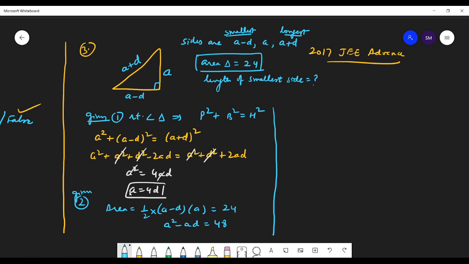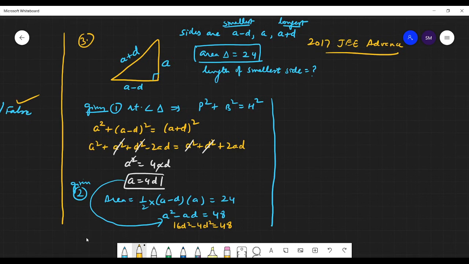Now put a equals 4d here. What do you get? 16d square minus 4d square. Okay, good. So 16d square minus 4d square is equals to 48. Yes? Yes, sir. So tell me, what is the value of d from here?